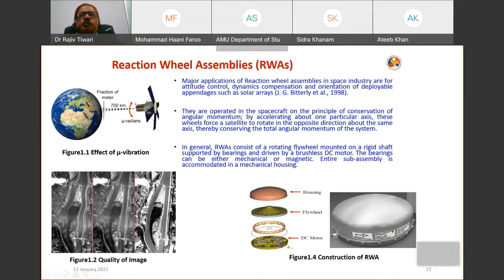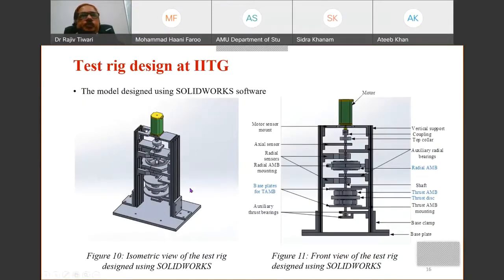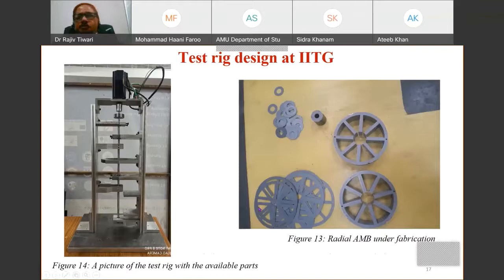So here in the reaction wheel assembly also, at present mostly rolling element bearings are used to rotate the flywheel, but now gradually magnetic bearings are coming up in this application also. This is one of the rigs which we are developing, in which there is a flywheel supported by a thrust bearing as well as a radial bearing. So this whole rotor can be floated on air. The rolling element bearing can fail in satellite applications, and here the AMB will have an advantage, because AMB has a very long life. So this is the test rig under construction.